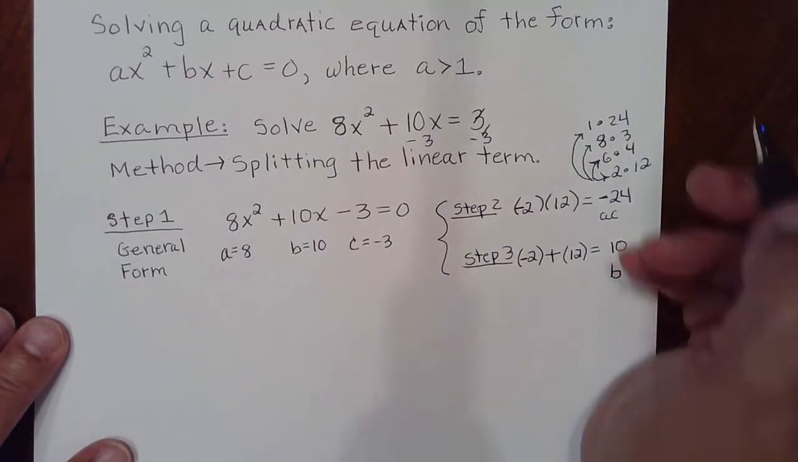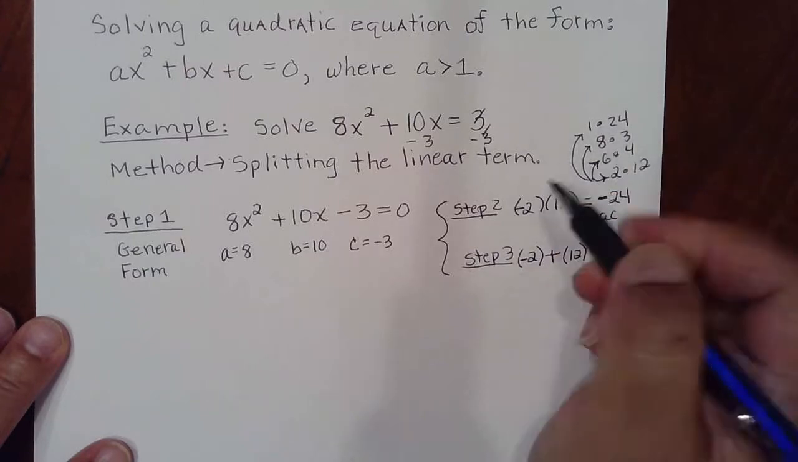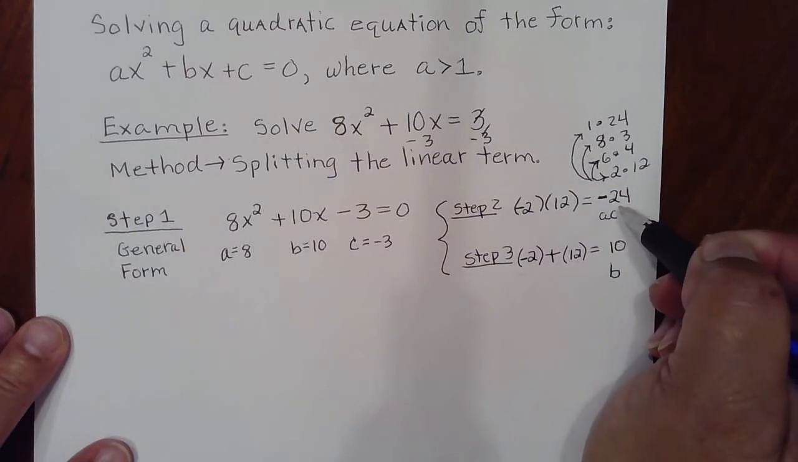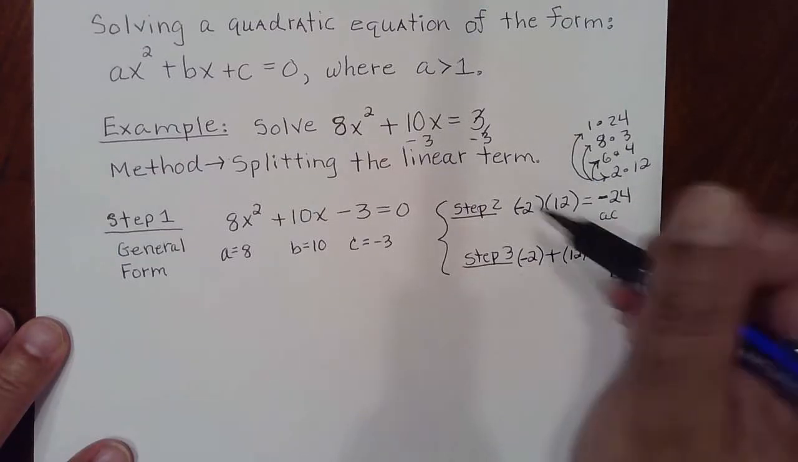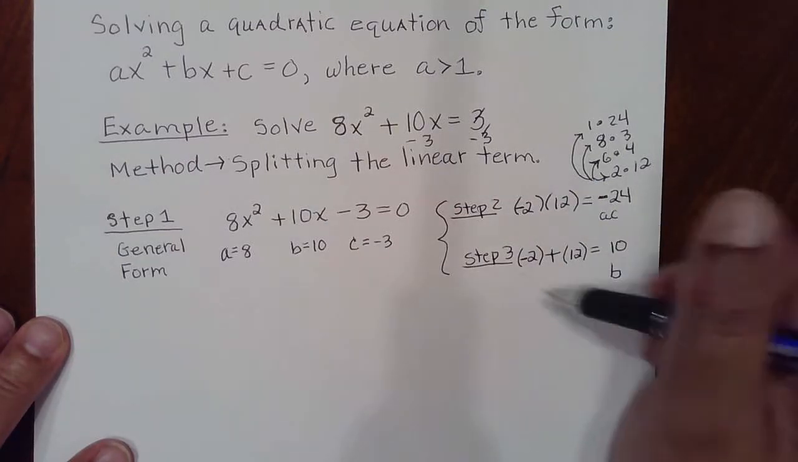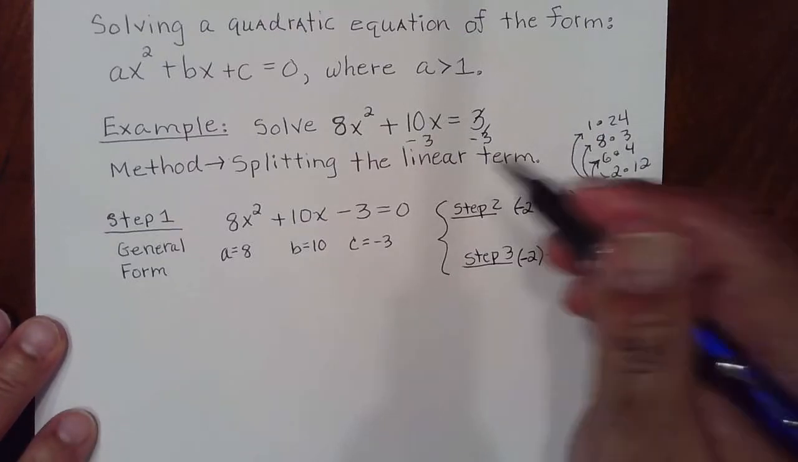Once you're confident and you have checked that this works out, we are getting a negative 24 because only one of our numbers is negative, and that when adding, you're also getting that b value, then you're ready to split the middle term, the linear term.